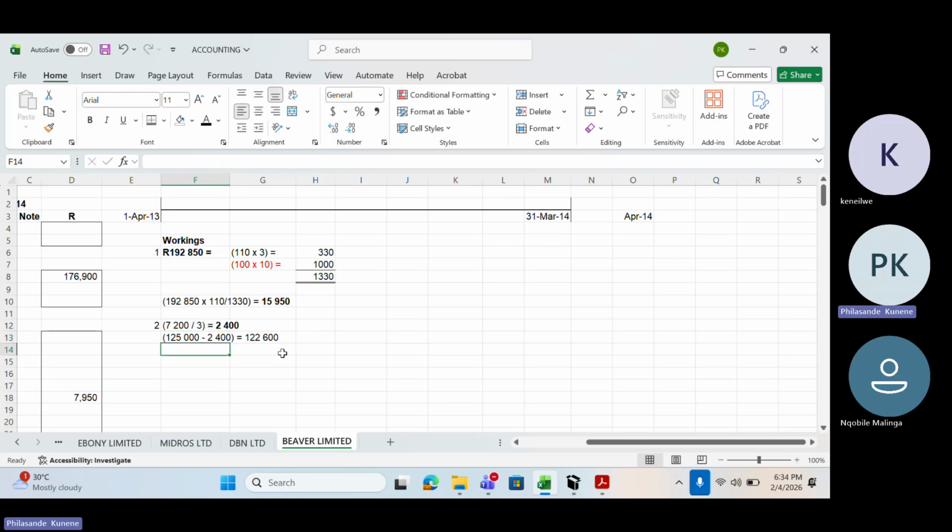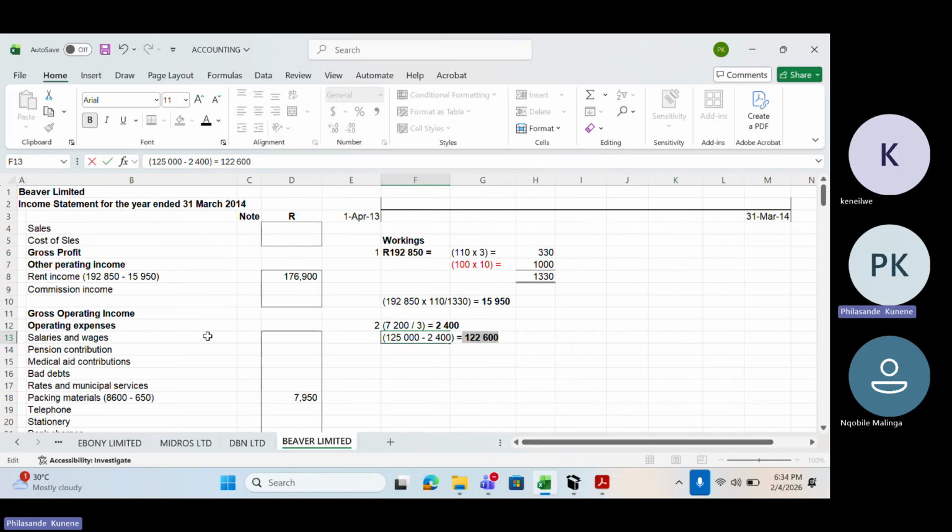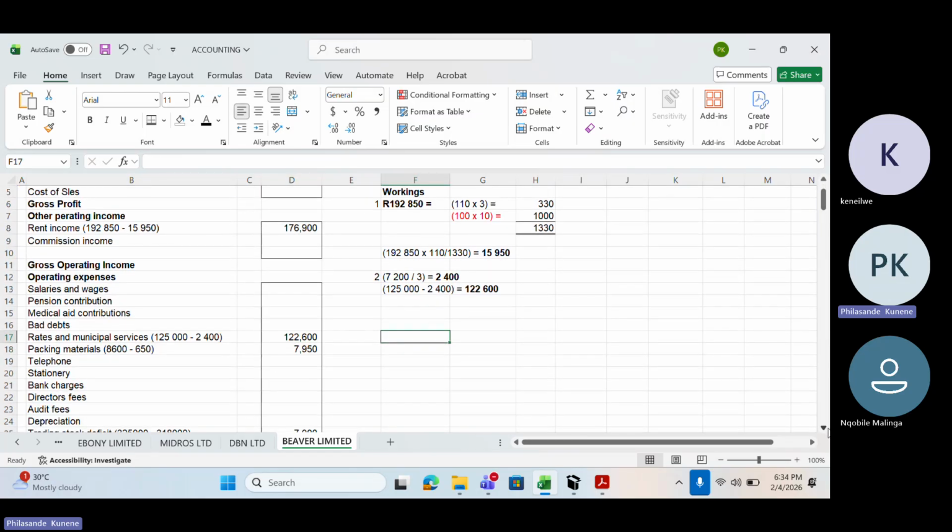So this is the amount that should be recorded in the income statement, 122,600. I need to go to rates and municipal services and put my workings, which is 125,000 minus 2,400. I'm going to record it here, and then my total will be 122,600. This is the amount that is supposed to be in the income statement. Do you agree with me? Yes. Okay. Kinelwe, do you agree with us?